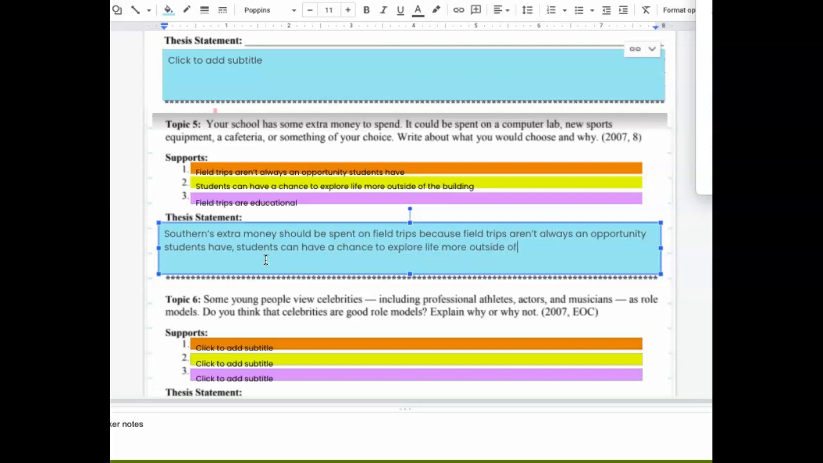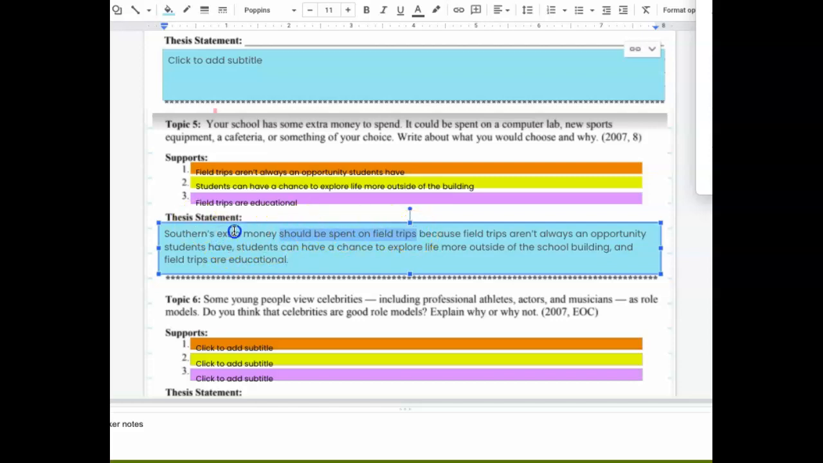more outside of the school building. It's not how you spell school. Oh my gosh. School building. Then what do I put before my last one? Before my last support? Comma and. Yes, beautiful. And then I type my last one. Field trips are educational.